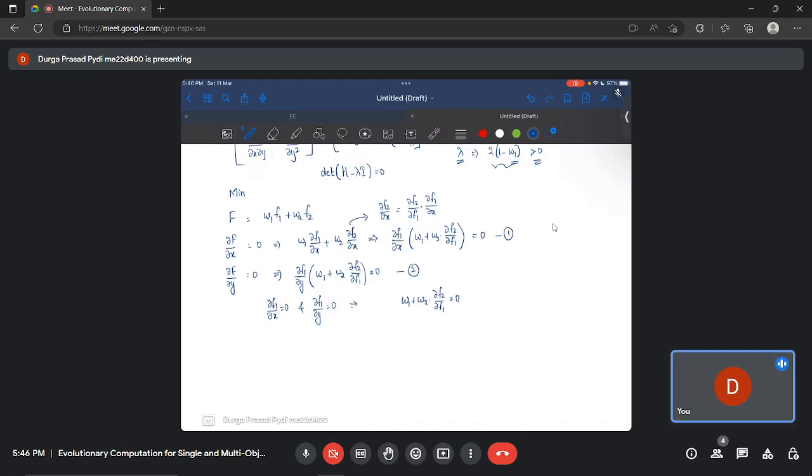Did you understand the first part? This is del w1 del f1 by del x plus w2 del f2 by del x. You are expanding del f by del x using the chain rule: you get del f2 by del f1 into del f1 by del x. In the second one, instead of x you just have y, so only that part changes. Everything else remains the same.